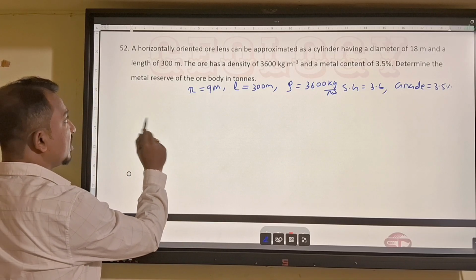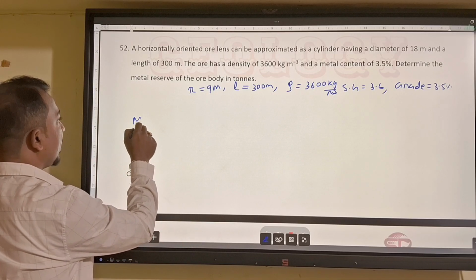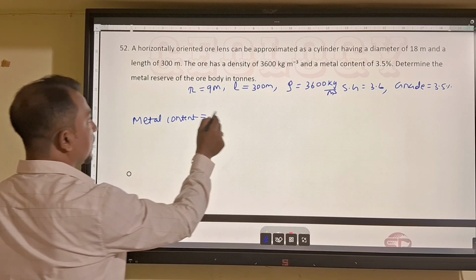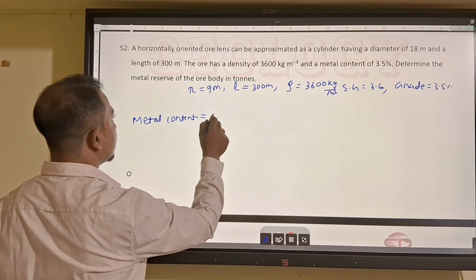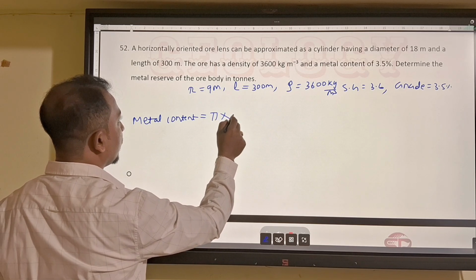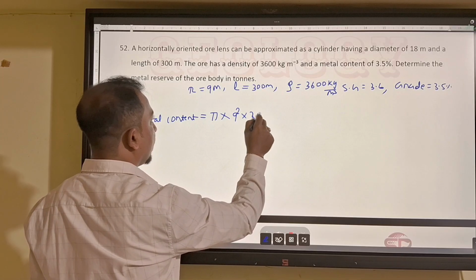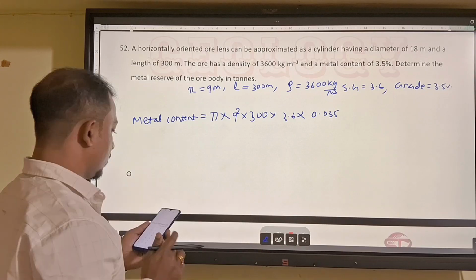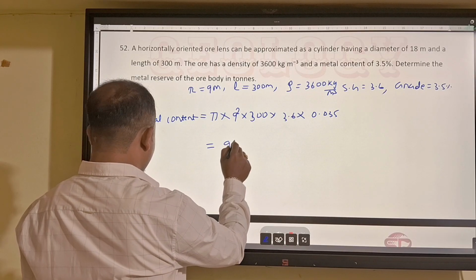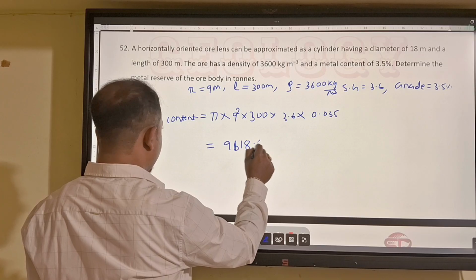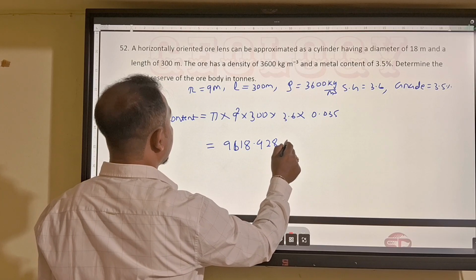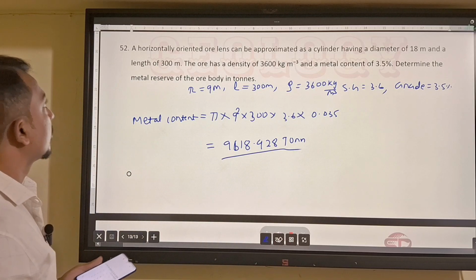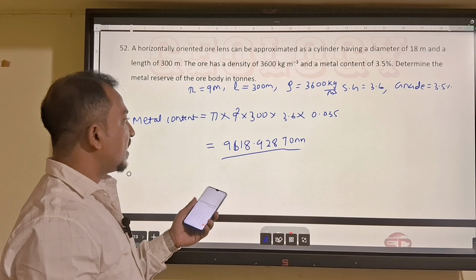So the reserve of the ore body, the metal content or metal reserve, the total metal content will be volume into specific gravity into grade. So that is pi into r square into 300 into 3.6 into 0.035. It will be 9618.928 ton. So the metal content will be 9618.928 ton.